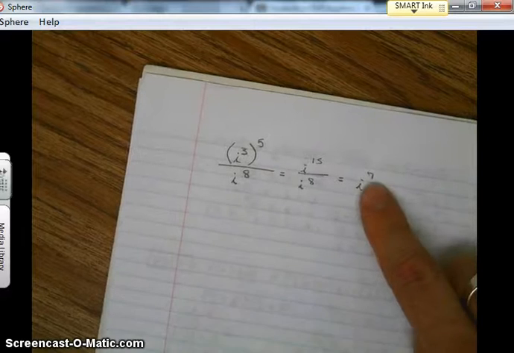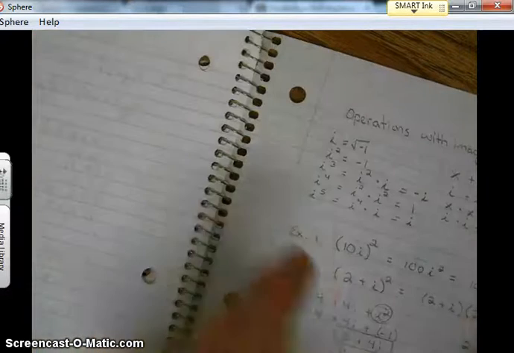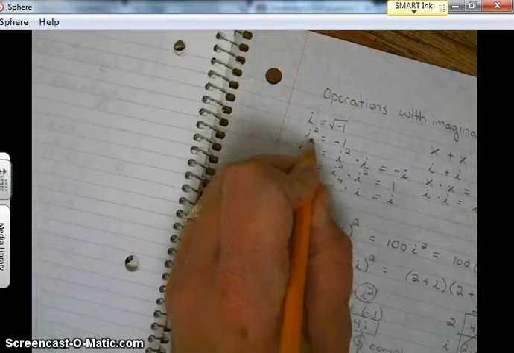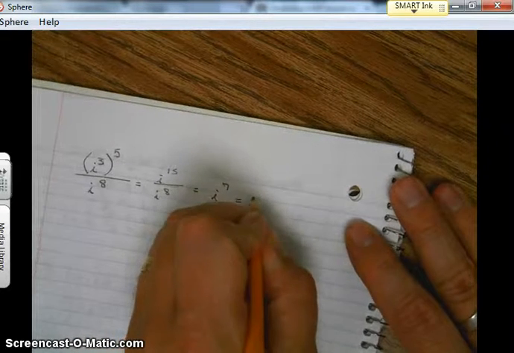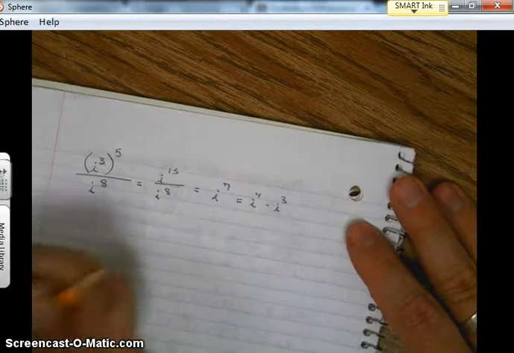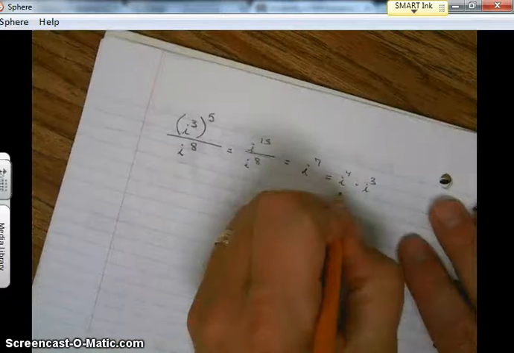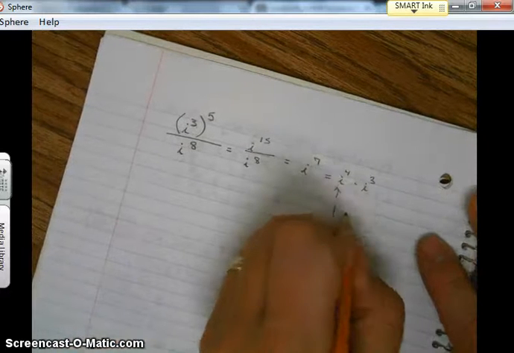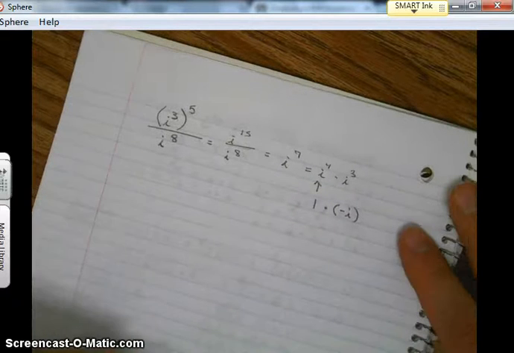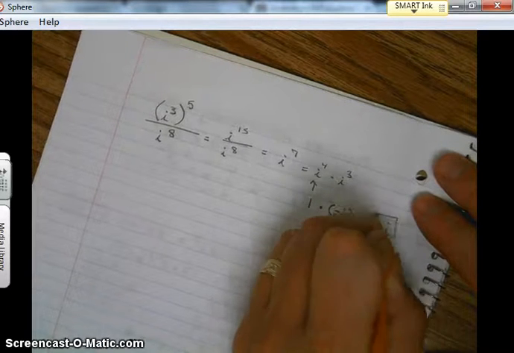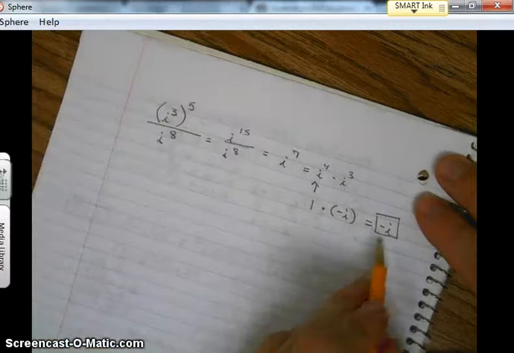Now, we want to evaluate I to the 7th. So, what I think I will do is I will use 4 and 3 to make 7. So I to the 4th times I to the 3rd, and I to the 4th is 1, and I to the 3rd is negative I. So this is 1, and this is negative I. And 1 times negative I is negative I. So the answer to this problem is negative I.